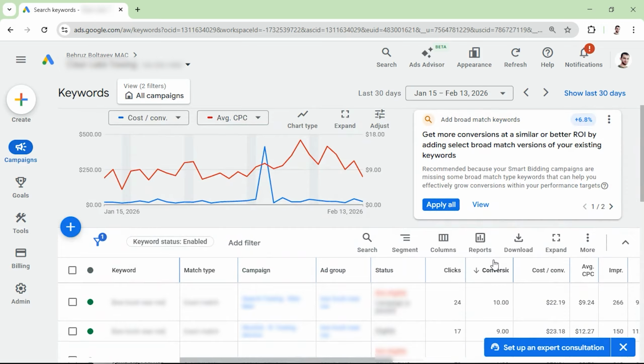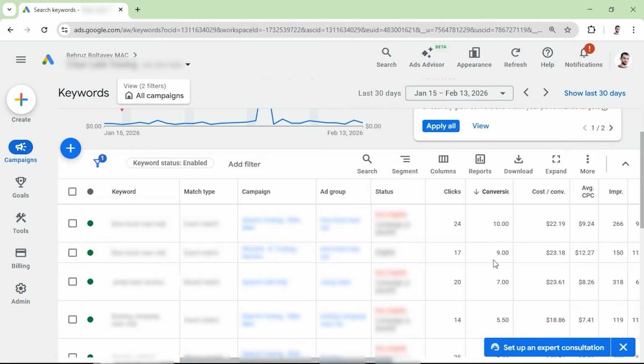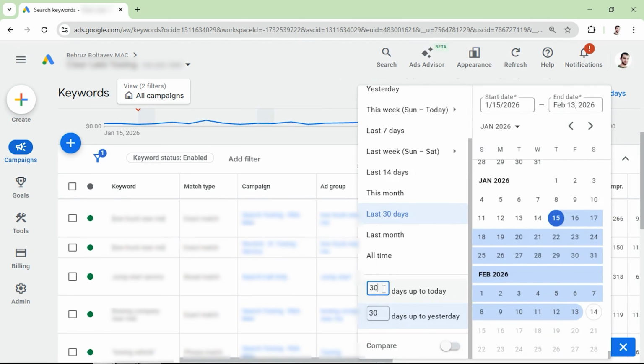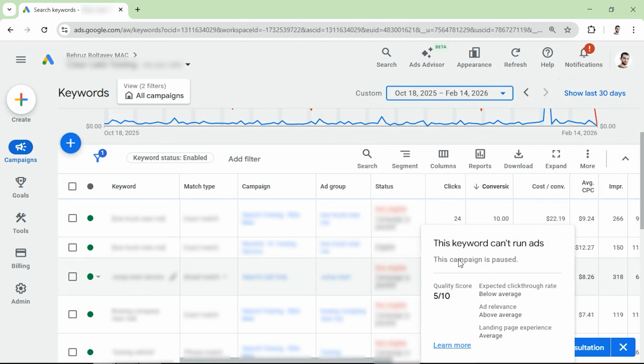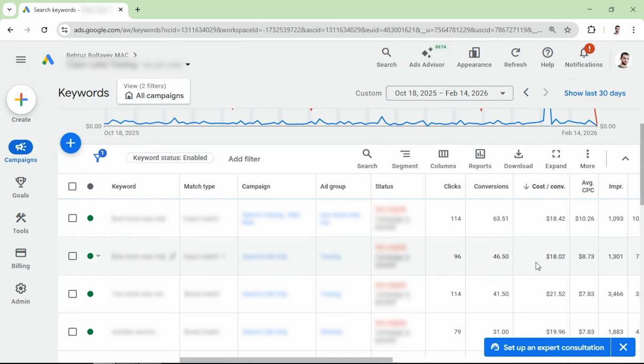As you can see, certain keywords have a cheaper cost per conversion. This one has an $18 cost per conversion. This one is slightly more expensive, at $23 cost per conversion. And again, we're seeing the last 30 days. If you look at the last, let's say, 120 days, that'll be more reliable. And we can sort them by their cost per conversion.